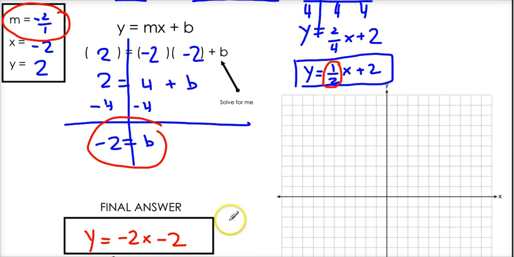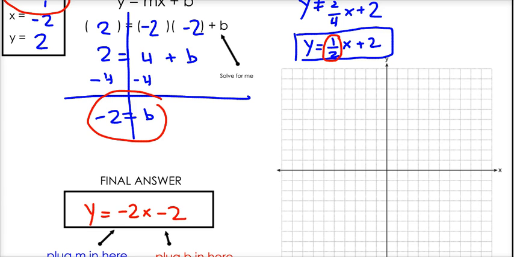Alright, I'd like you guys to take a second and graph them and see if they are perpendicular. Did this work? Are these two lines perpendicular when you look at them? Check it. Alright, give yourself a second. Pause the video and give it a shot.